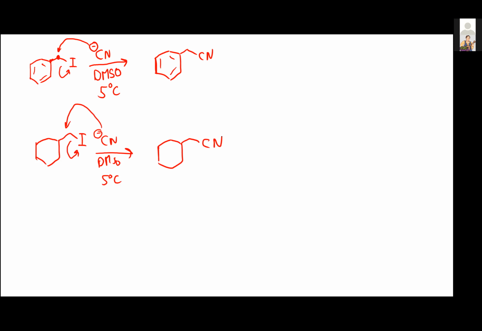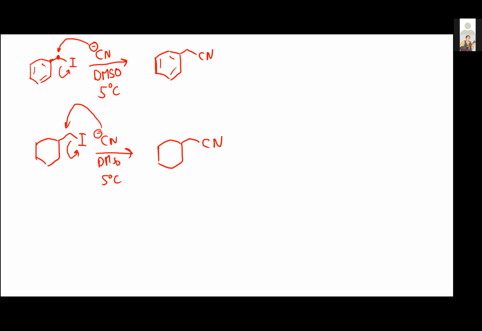Okay, so then the question is, which of these reactions is faster? Mechanistically, they're identical. Temperature's the same, solvent's the same, no differences there. We have a primary iodide in both cases, no differences there. The only difference is in one case we're attached to a benzene ring, in one case we're attached to a cyclohexane ring. How does that affect anything?